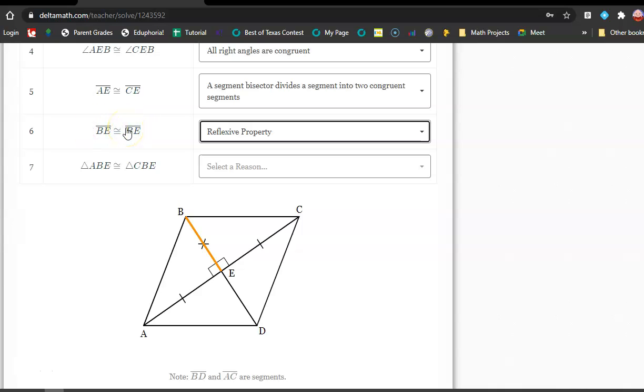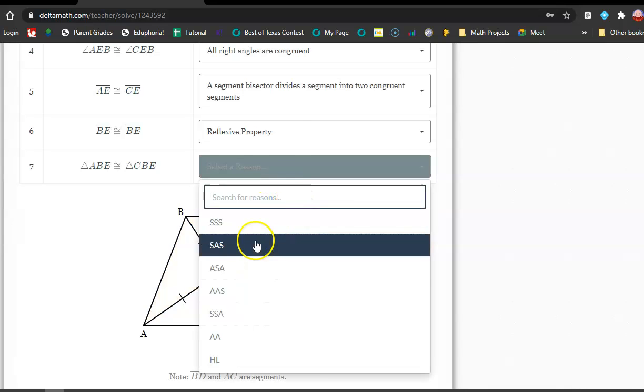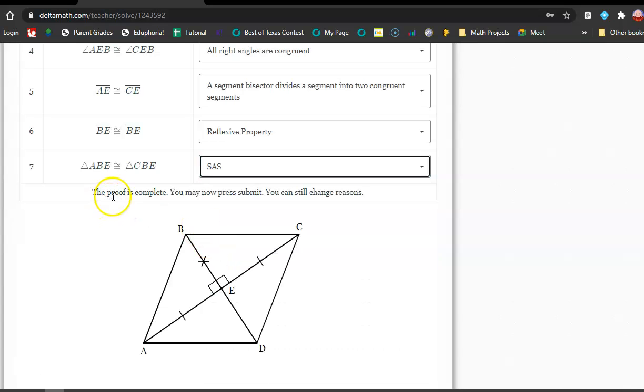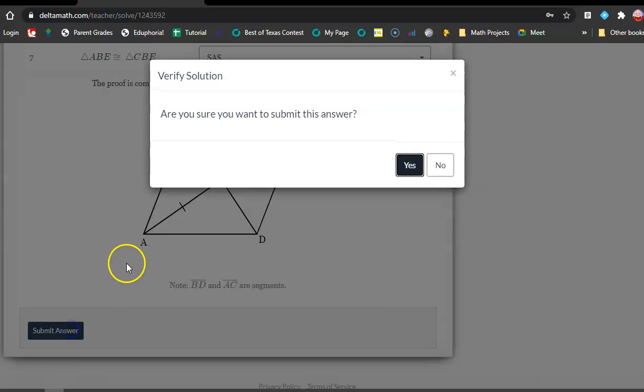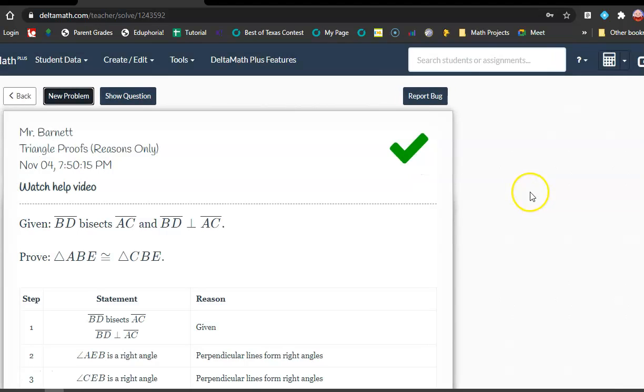So now I have three things, right? I have one side, two sides, and an angle. And very important, notice that that angle there is in between the two sides. If that angle is not in between the two sides, we've got a problem. But the angle is in between the two sides, so our triangles are congruent. And that would be side, angle, side, because the angle is in between the sides. Right there. All right, so now we hit submit, and it says, yay, you did it right.